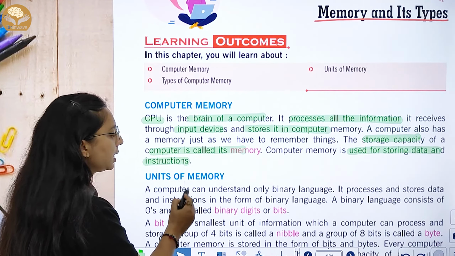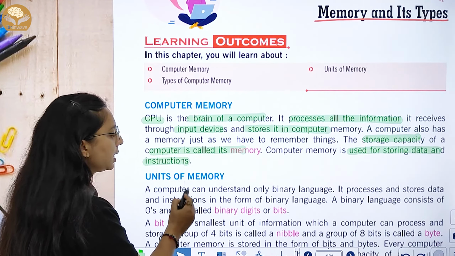And what are the units of memory? We have different units of memory, and computer understands it in the form of binary. It processes and stores instructions in the form of binary language. Binary language consists of 0 and 1, or binary digits. The bit is the smallest unit of information that a computer can process. A group of 4 bits is called a nibble, and a group of 8 bits is known as a byte. Memory is stored in the form of bytes, and every computer has a certain amount of memory. The memory capacity of the computer determines how much data can be stored in a computer.